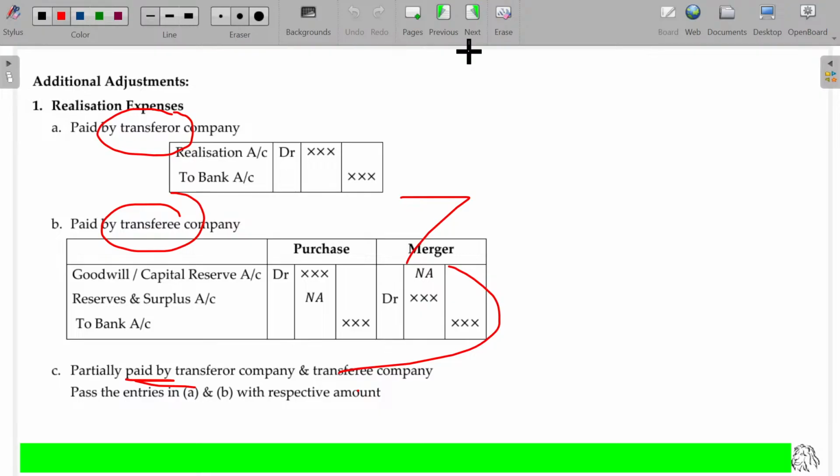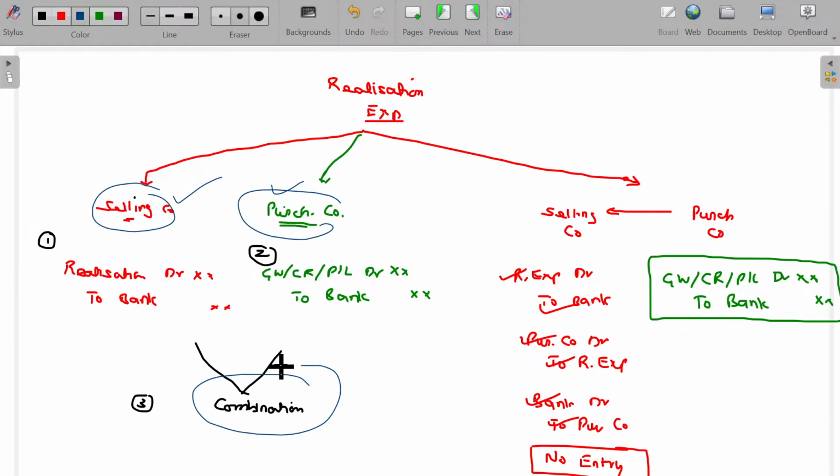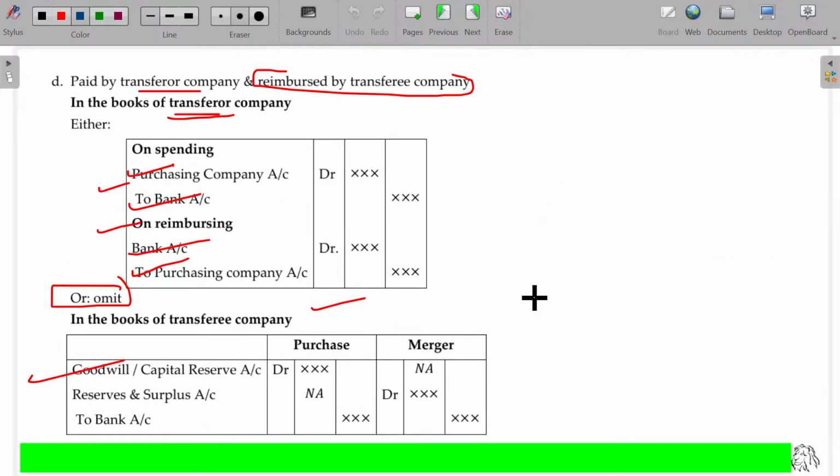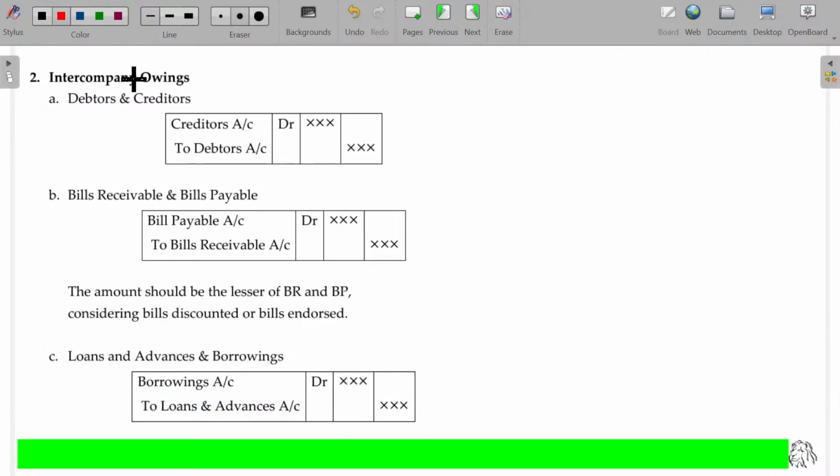And realization expenses also we have studied. The expenses made by selling company or purchasing company, or a part by selling company, a part by purchasing company, a combination there. The last one being selling company incurs, later it is reimbursed from the purchasing company. So these are the scenarios we have studied along with the realization expenses. Apart from that, we have studied intercompany owings, otherwise named as mutual owings, debtors and creditors cancellation, BR and BP cancellation. While cancelling the BR and BP, you have to consider if there is any discounted bill or endorsed bill. To that extent, we cannot cancel, right?